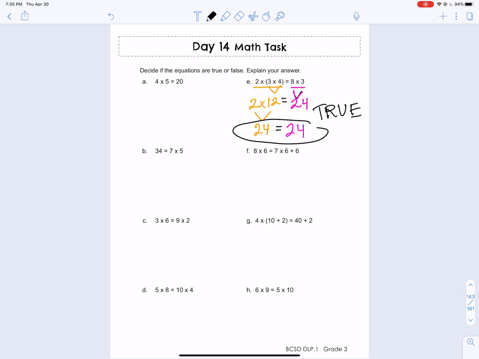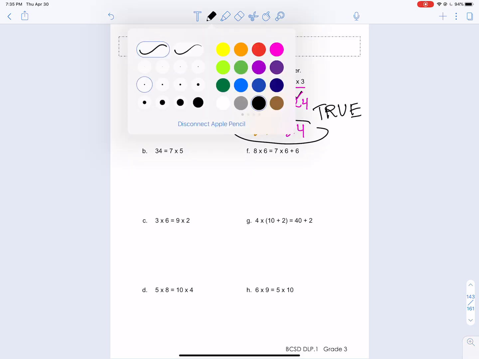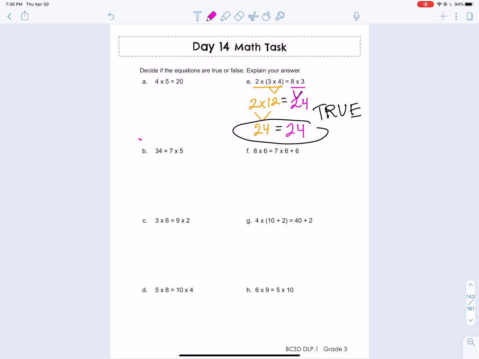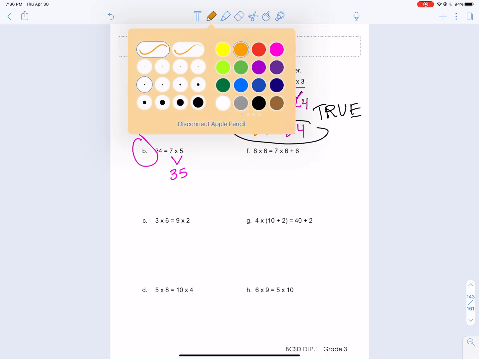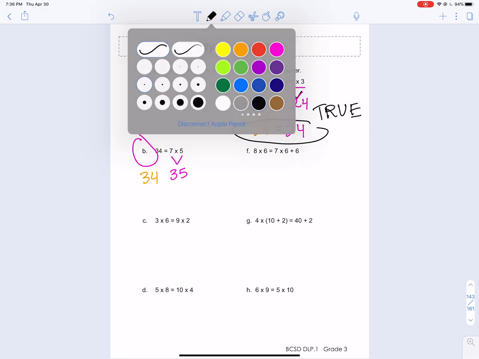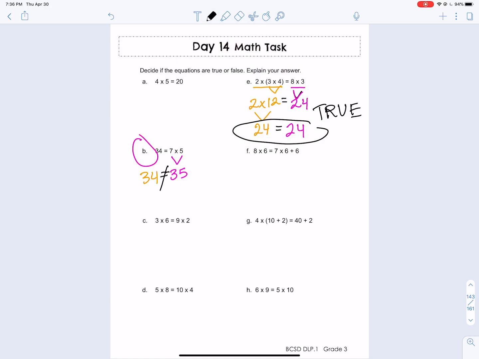Let's just take a look at B real quick so you can see an example of one that wouldn't be true. Okay, in B, I already know that 7 times 5 is not 34. It is 35. 34 does not equal 35. If you ever see an equal sign with a slash through it, that's what it means. It means they are not equal. They are not balanced. Okay, so this one is false.